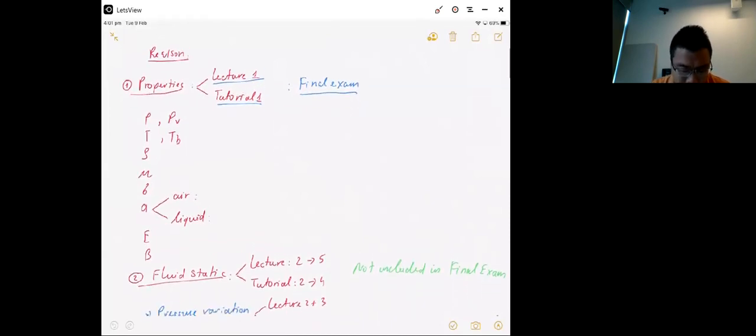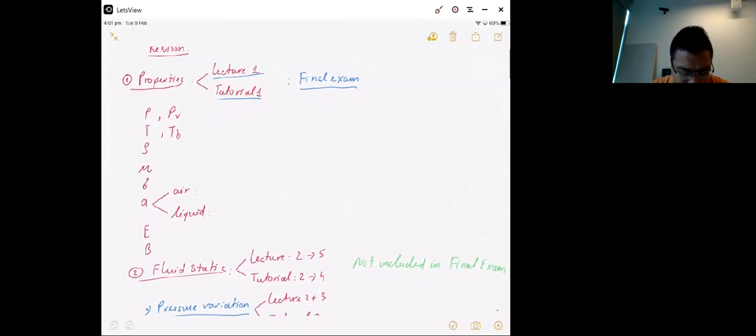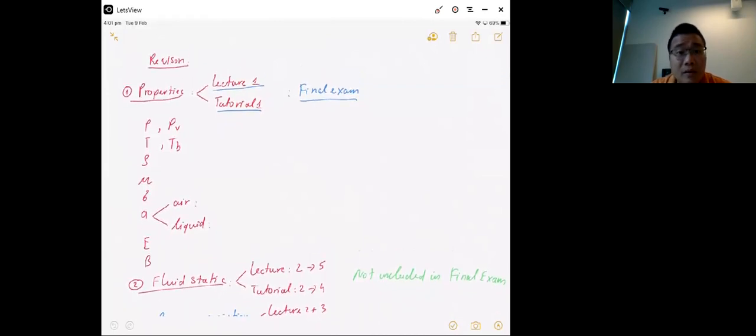In fluid mechanics, firstly you studied about properties. You can find properties in lecture and tutorial one, and this will be included in the final exam. Properties include pressure, temperature, density, viscosity, surface tension coefficient, shaft speed, elasticity, and lapse rate. Besides this, you may have a question about vapor pressure or boiling temperature.